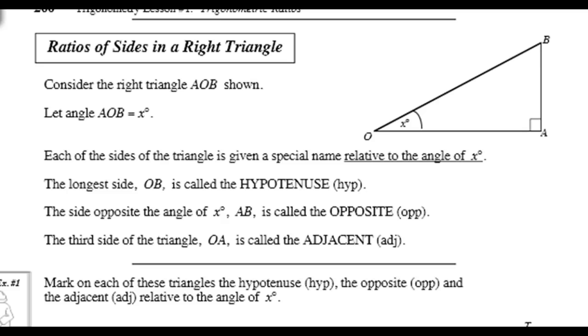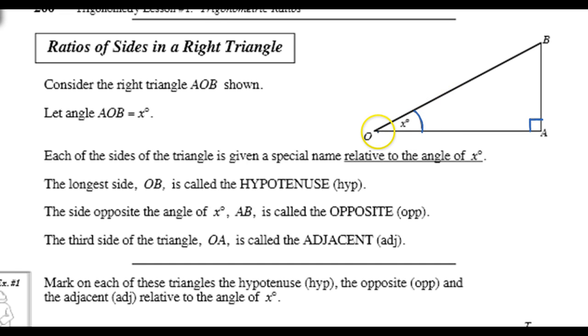Okay, so let's look at this triangle here, AOB. This triangle is obviously a right angle triangle. All of our triangles that we're going to be looking at are going to be right angle triangles. So this is obviously the 90 degrees here, designated by this little box, and we're going to look at this angle X over here. Relative to that angle X, we have 3 sides.